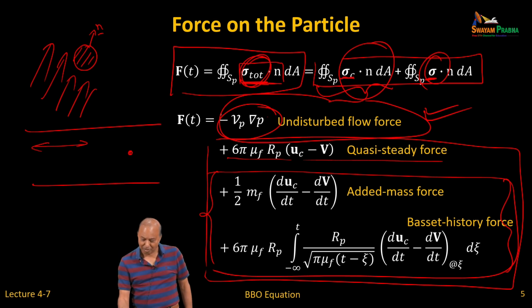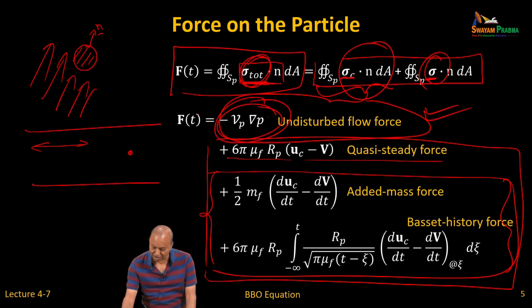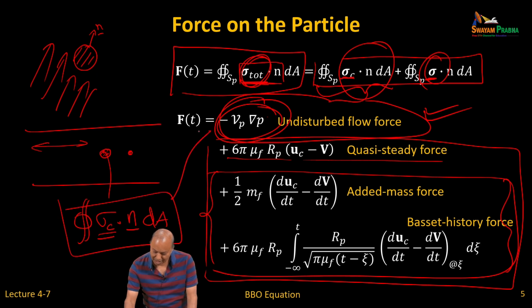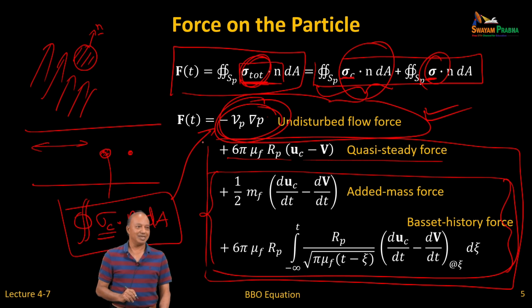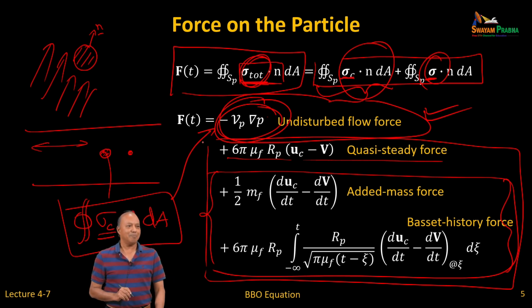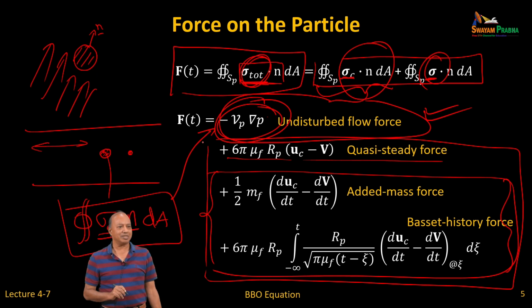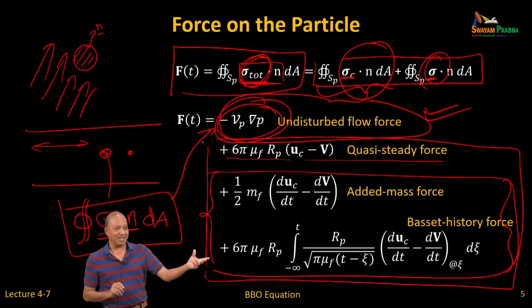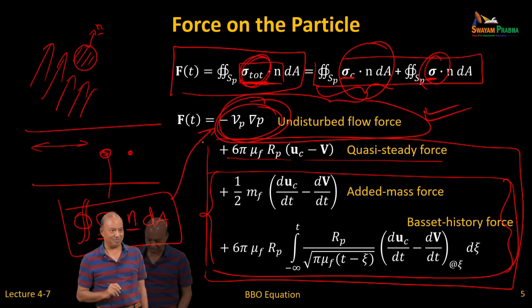This is actually very, very simple. It's nothing but, this term is very simple. Let's say you have a particle here. Your undisturbed flow has a stress field, dotted with n, and do the surface integral. This is the undisturbed flow force. This is just writing it out. It comes out to be this. So basically you take the undisturbed flow, and integrate it on the surface, not of the actual particle but where the particle would have sat. You do a surface integral, and that's okay.